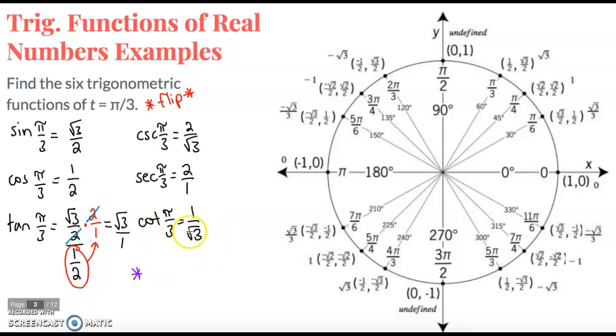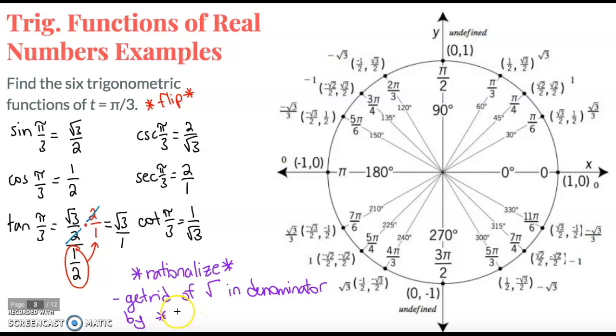So anytime you have a square root in the denominator that you can't simplify, we have to use a method called rationalization, or you're going to rationalize, which means that you get rid of the square root in the denominator by multiplying by it. And you'll see what I mean here.